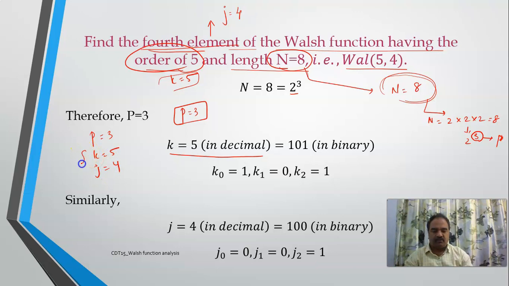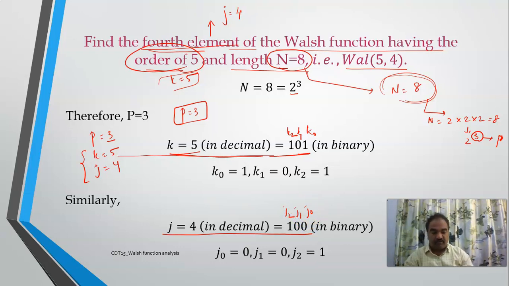Now these two are to be represented in binary of length 3. So k is equal to 5 in decimal. If I convert it into binary of 3 bits, I get 101, which means this is k0, this is k1 and this is k2. Similarly, j also is to be converted into binary. So it is 100, this is j0, this is j1 and this is j2.